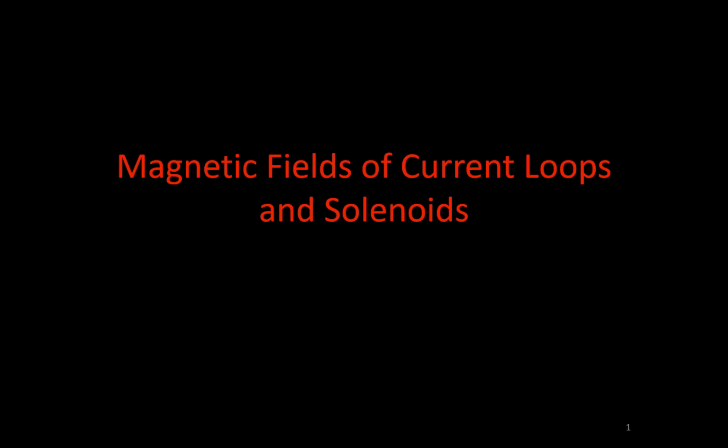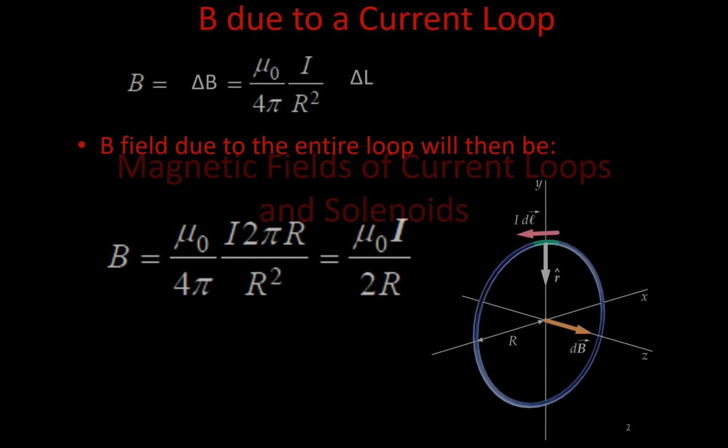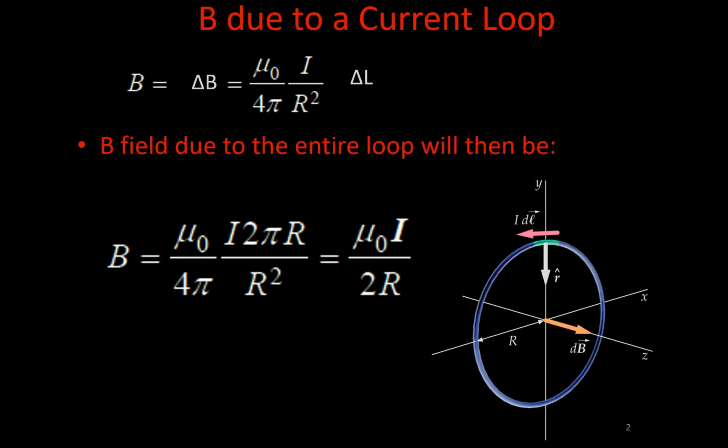Continuing what may be one of our more intense modules for this semester, we're going to talk about magnetic fields of current loops and solenoids, which is where we left off in our second lecture. And this is exactly where we left off. We defined that the magnetic field of a loop of current would be B equals mu 0 I over 2R.